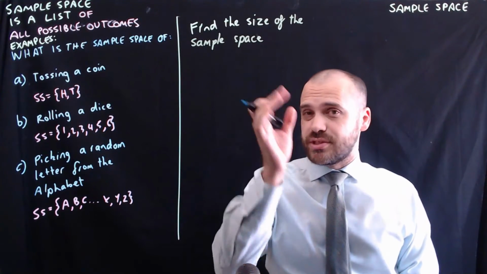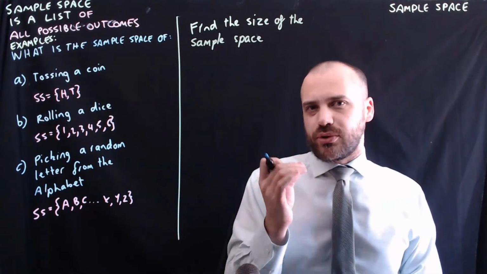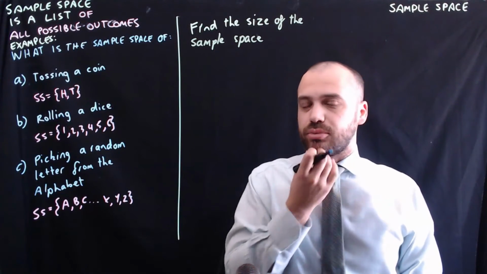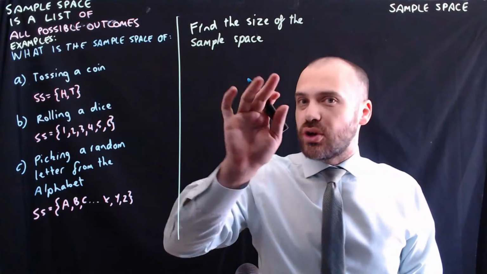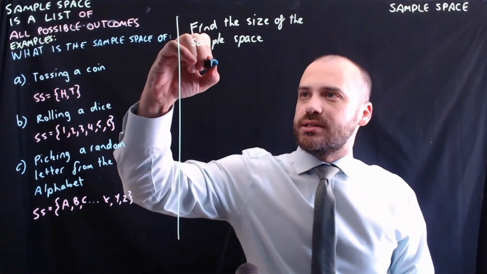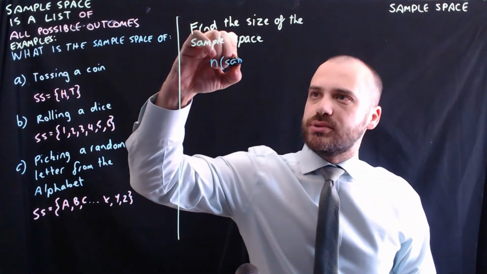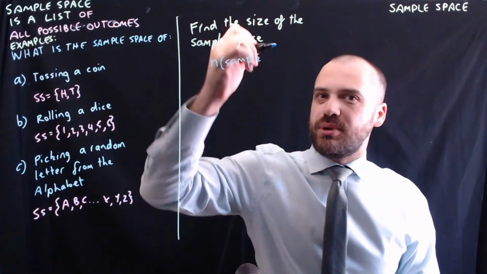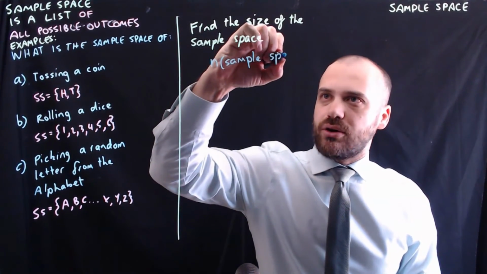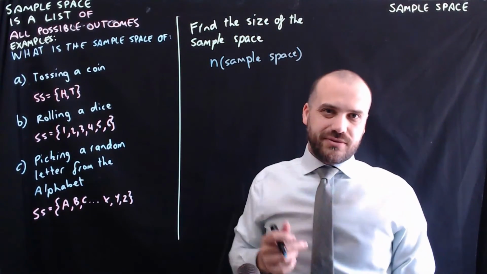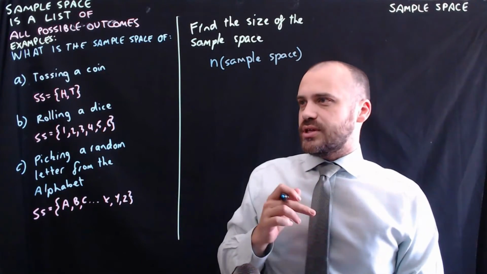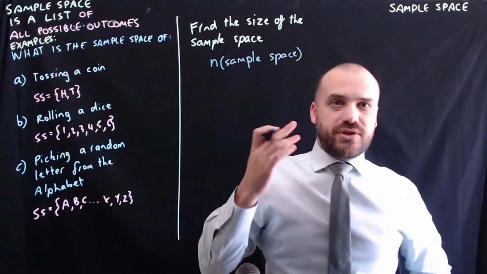Finding the size of the sample space is probably our most important thing to do, especially when it comes to calculating probabilities. So, the size of the sample space we can write as n(sample space). N just means number, so the number of the sample space, the size of the sample space. So for each of these examples, we'll do the n of the sample space.